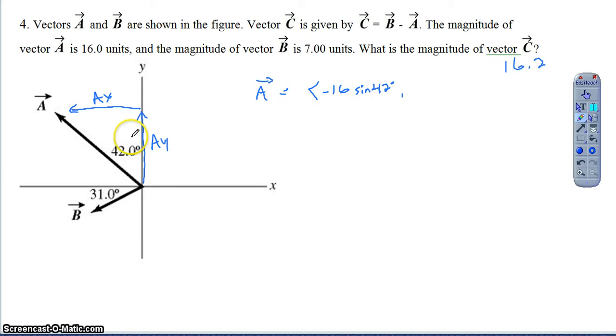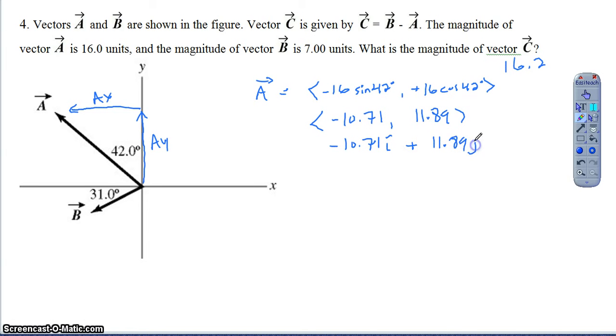Then I'd do the same type of thing for my vertical component. I'm going to leave this one positive because I am going north and not left or down. So it'd be 16 times cosine of 42 degrees. Setting that up and finding those two components, in bracket form it'd be negative 10.71, comma, 11.89. That gives me the two components of vector A. You could also write this as negative 10.71 i-hat plus 11.89 j-hat.